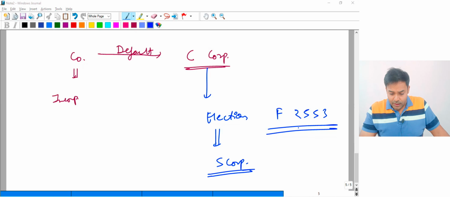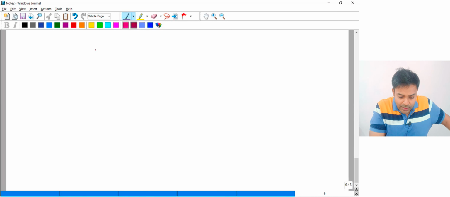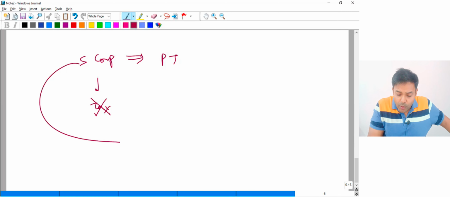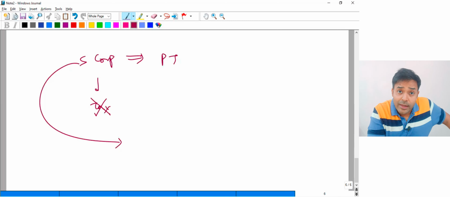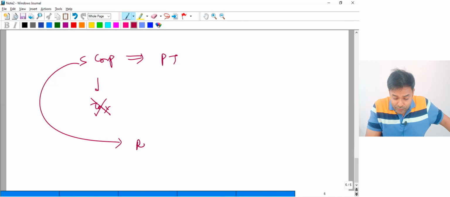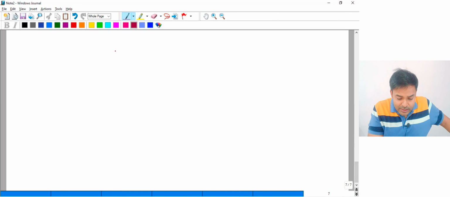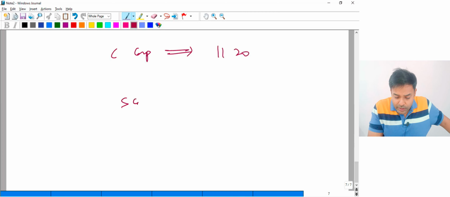Okay. Now, when I say S corporation is a pass-through entity, that means it is not supposed to pay the tax. But does an S corporation need to file a return? Yes. S corporation needs to file a return and it files 1120S. Easy for us to remember, everyone. C corporation is 1120. S corporation is going to be 1120S. S basically is for the S corporation.